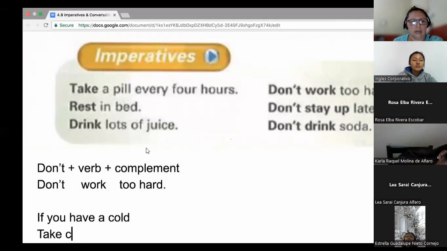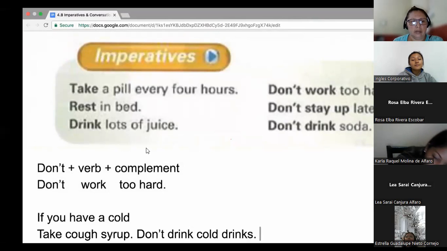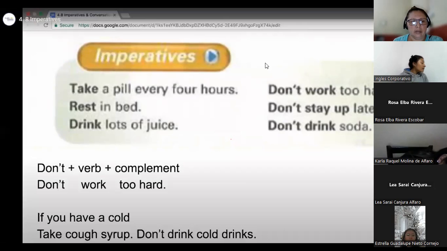take cough syrup. Don't drink cold drinks. After you finish this task, share your work in our discussion forums. Okay, there you go, right? The way in which we create that, right? Imperatives.